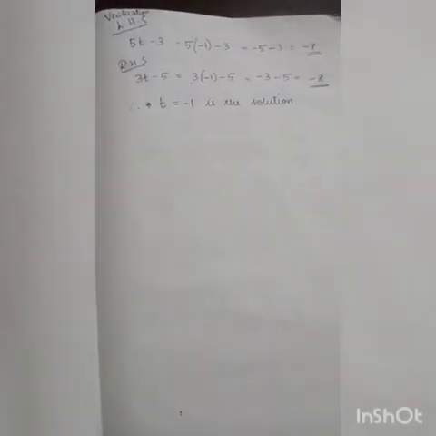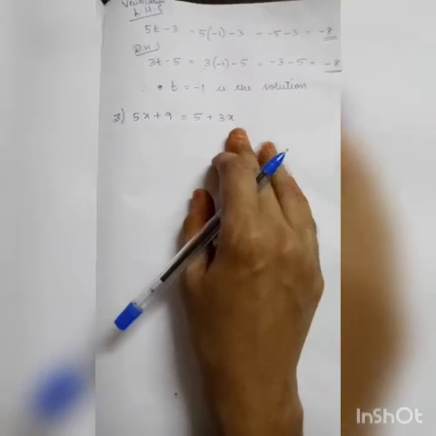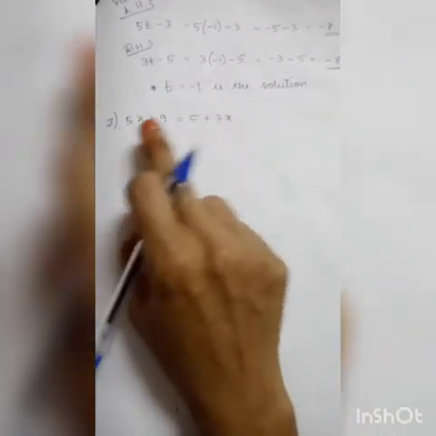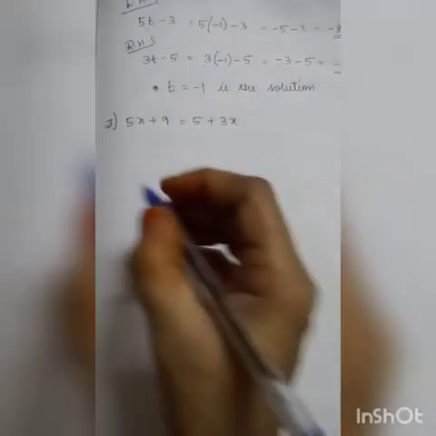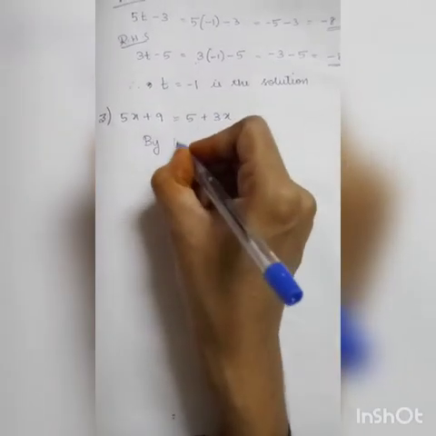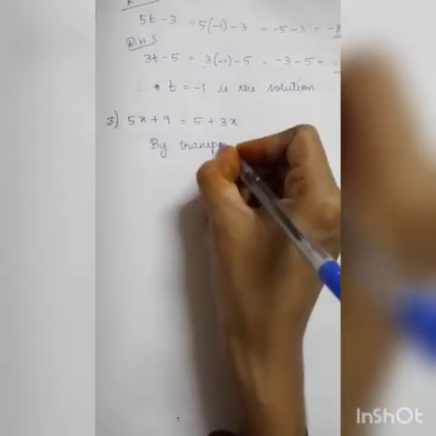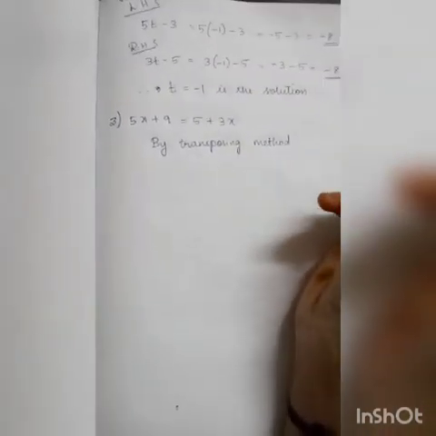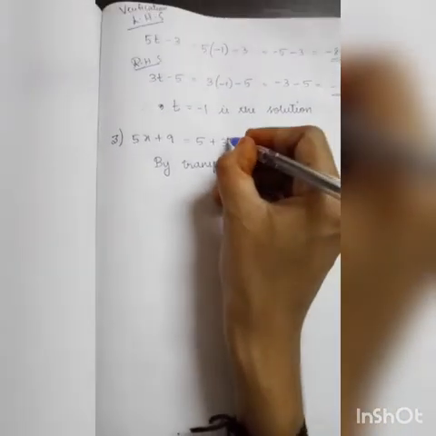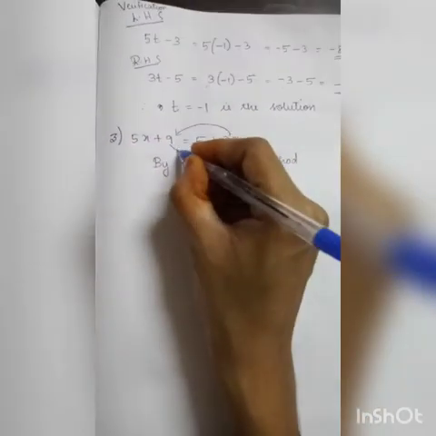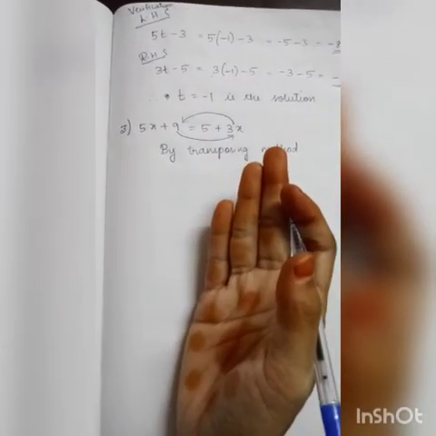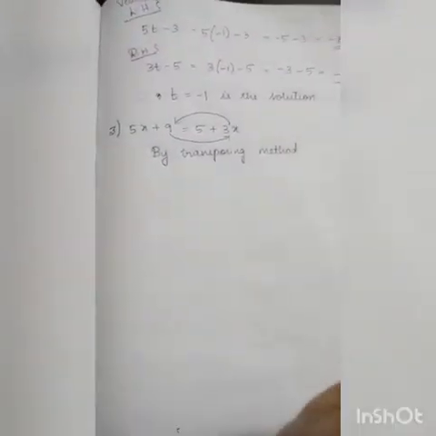Understood, children? Next is your third question. This is also an equation with variables on both sides. Here there is a variable, and here also there is a variable. So by the transposing method, we are going to shift it. You should mention what method you are going to use. 3x I am going to shift here, and plus 9 I am going to shift to this side, because variables go on one side and constants on the other side. That you know, right? The same way we are going to do.